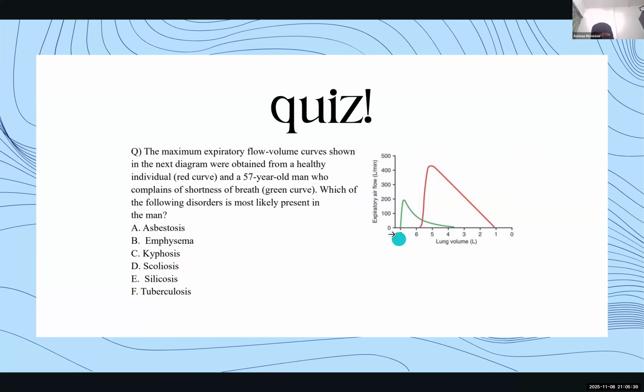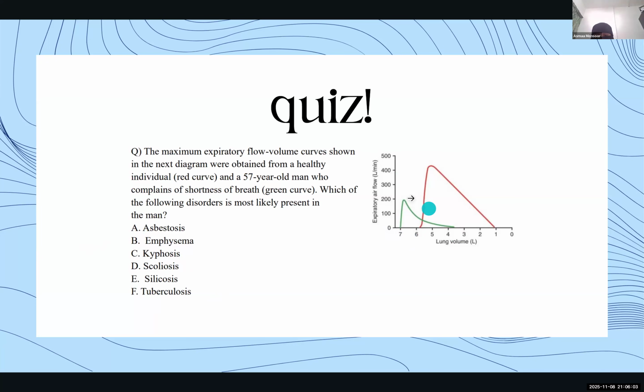Now, coming to the graph over here, you can see the slope of this curve is really sharp. It goes up and down quickly, right? So the slope is high, or the slope is sharp. So what would you suggest? Asbestosis, kyphosis, scoliosis, silicosis, tuberculosis, emphysema. The answer over here is emphysema, which is again a restrictive disease. And restrictive diseases show the slope going up and going down.